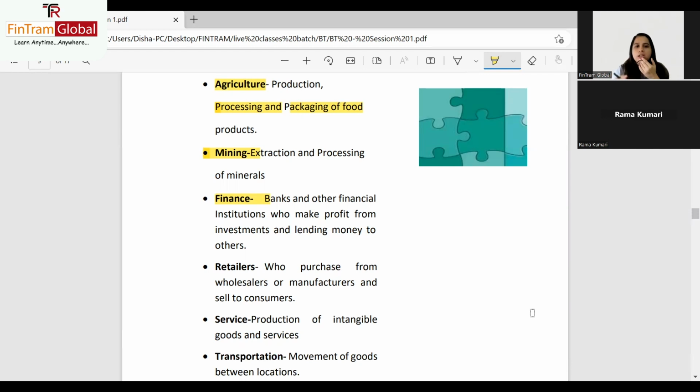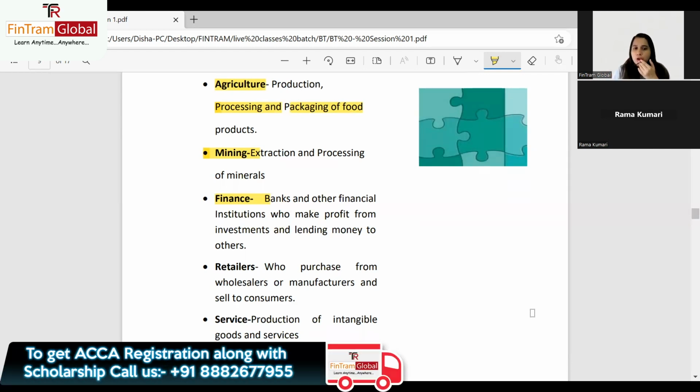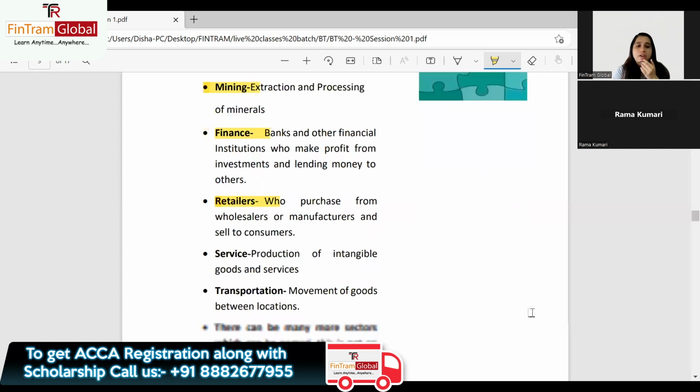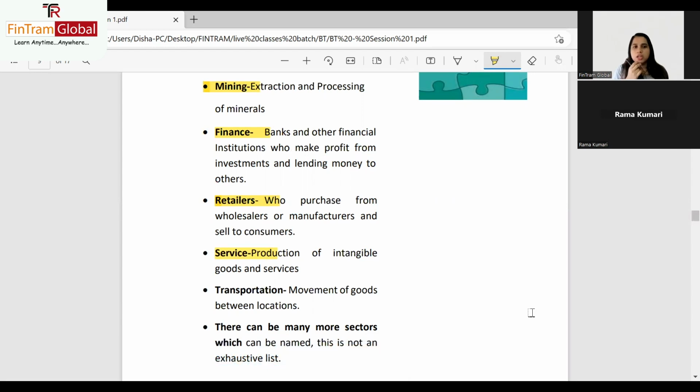So any bank or any other financial institution that makes profit from investment and lending money to others is going to be under your finance sector. Then we have retailers, who purchase from wholesalers or manufacturers and sell to consumers. Then we have service, any production of intangible goods and services. So you have a service industry when you are not really selling a product, but a service.